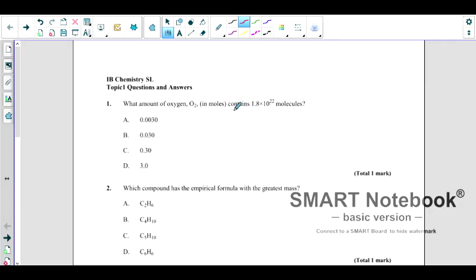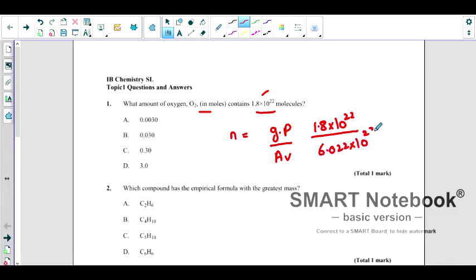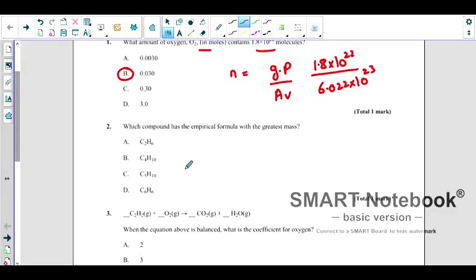Here we have to find the relationship between moles and molecules. So we have a formula which says that number of moles is given particles over Avogadro's number. So we have 1.8 × 10^22 over 6.022 × 10^23. What answer will we get? We will get around 0.03. Okay, for this type of question in which you have a relationship between molecules and moles, we have the formula of given particles over Avogadro's number.